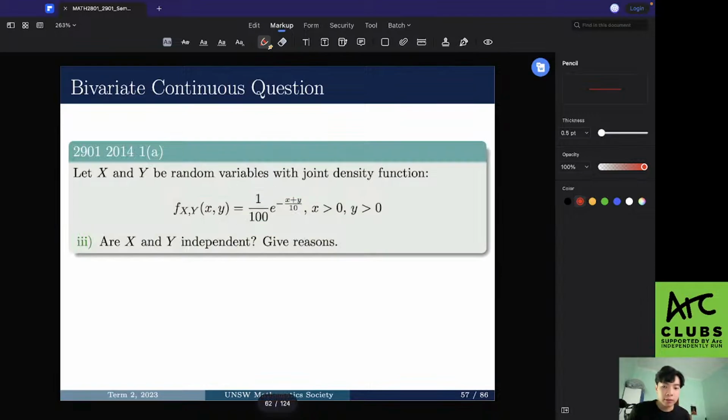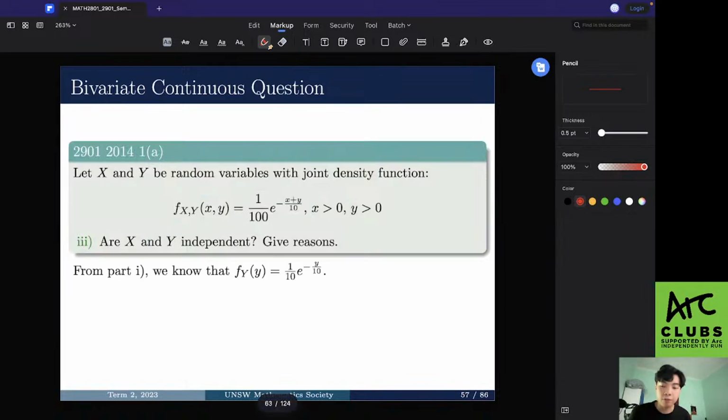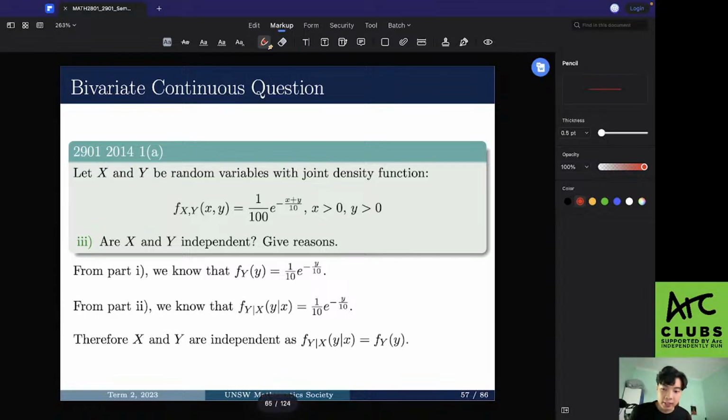So, are x and y independent? We have three methods, and all three methods are valid, but I think this third method right here is much simpler. Why is that? Well, the question previously asked us to find f of y given x, and also f of y. So we can use this. We know what f of y is. We know what f of y given x is. We know that they're equal. So we can say, yes, x and y are independent.